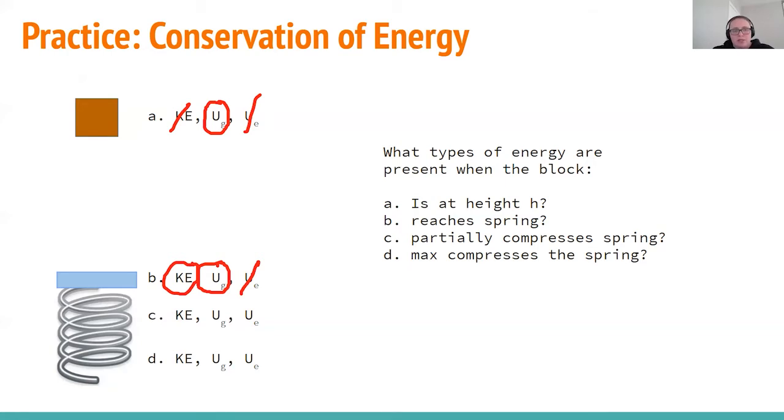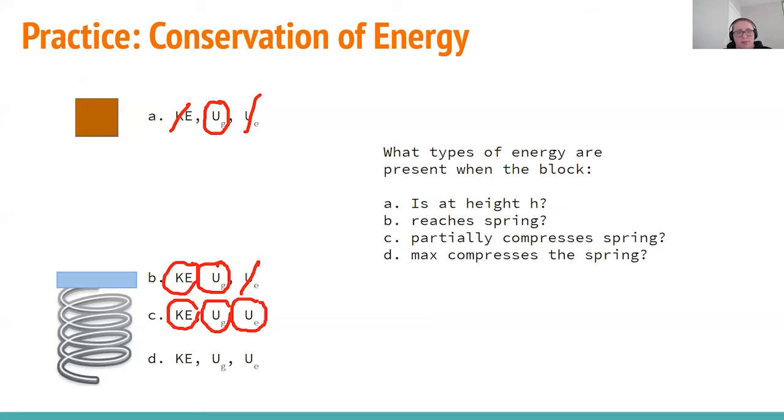At point C, we have partial compression. So partial compression is still compression, so we definitely have elastic energy. It still has some height, it's not on the ground, so we have gravitational potential. And it should still be moving because it's not at maximum compression yet. It hasn't stopped, it hasn't changed direction, so we should still have kinetic. So at that point, we have all 3 types of energy. Obviously, the magnitude will not be the same as at other points because the energy is distributed between 3 types of energy, but they are all present.